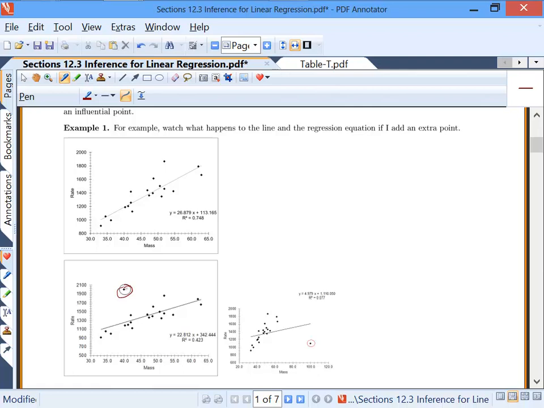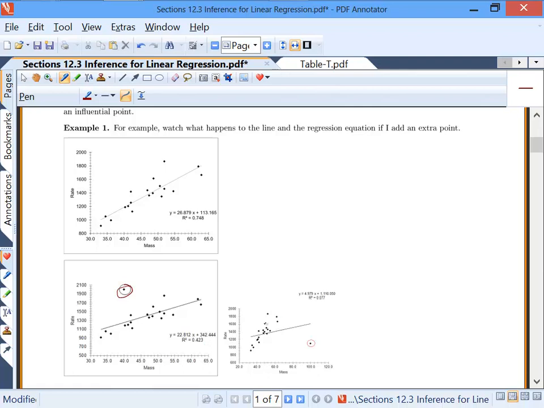Our R-squared value went way down. Okay, the slope changed a lot, at least visually it changed a lot, but it went down about 4 if you look at the equation on the line. And also what happened to my intercept? My intercept jumped from 113 to 332. Okay, so one point threw off my line completely.